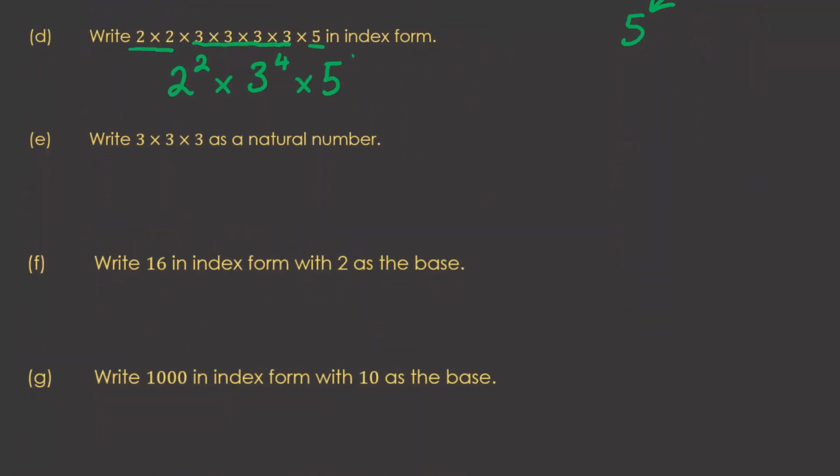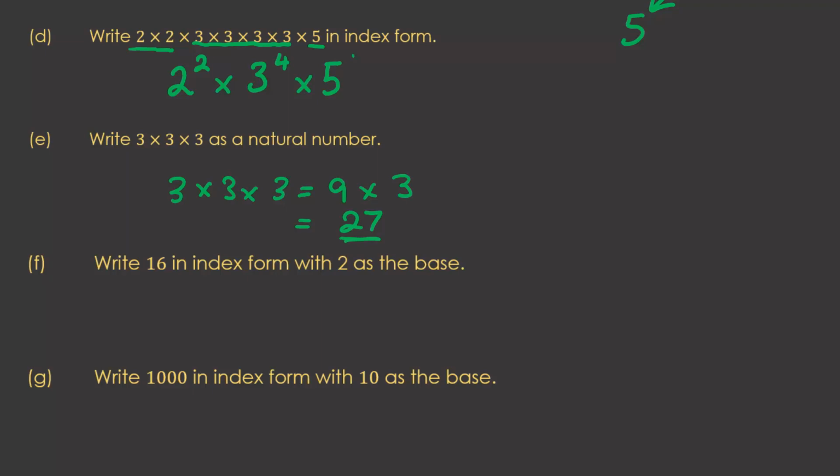We now want to write 3 times 3 times 3 as a natural number, which means we just want to calculate it. Well, 3 times 3 is 9, and then we're multiplying that by 3, and so we get 27.